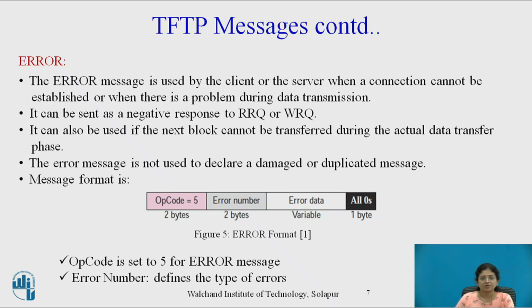Then the error number, which defines the type of error. There are various types of errors that we are going to see in my next slide. That error number is mentioned here. Then the error data, that is the variable length data. Now see what the various error numbers are.